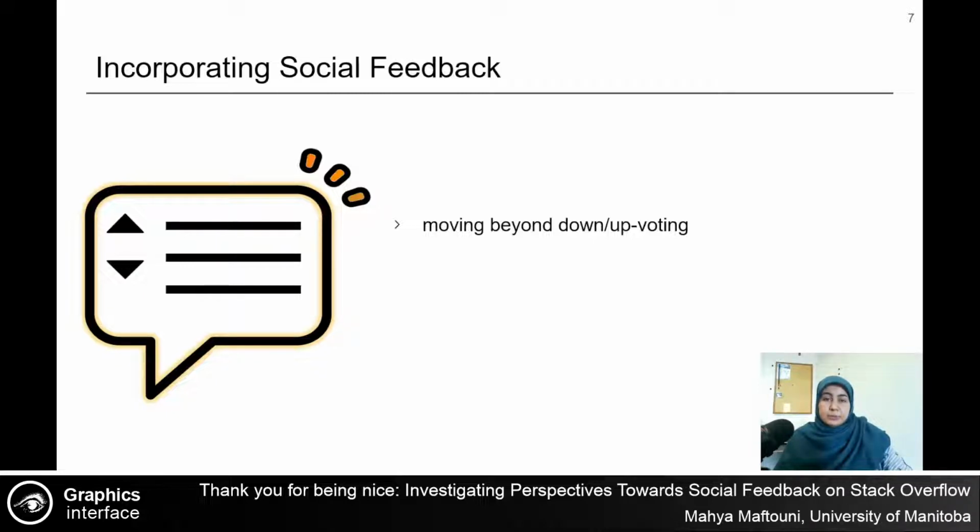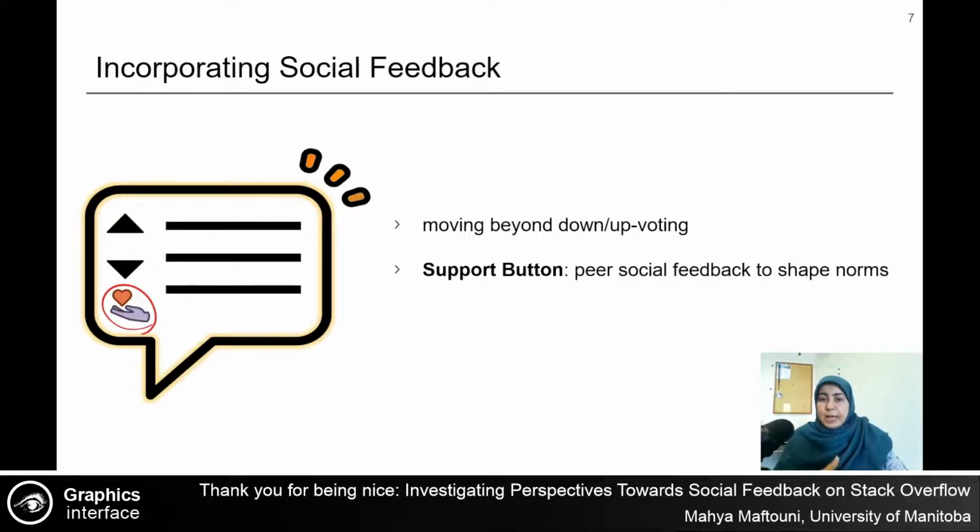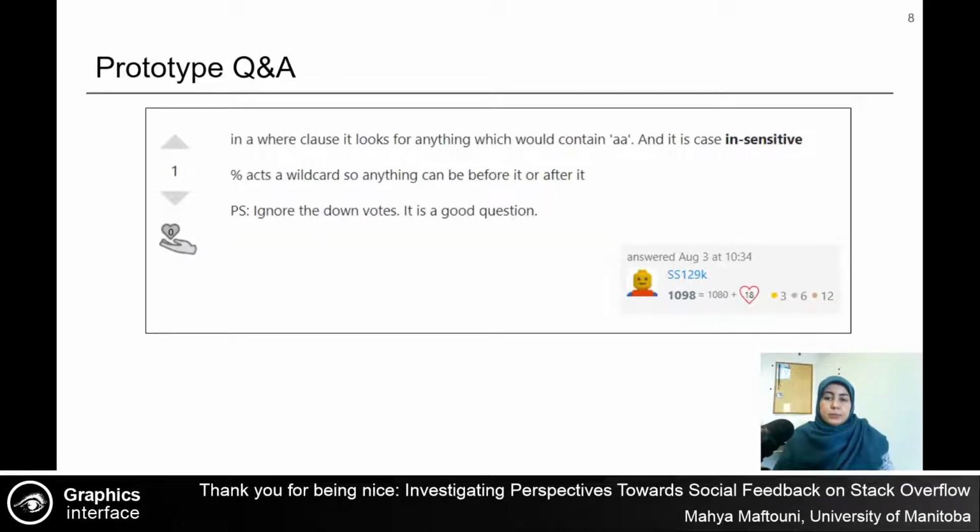So we designed and proposed a support button as an additional way to react to posts, to highlight other important values on the post other than technical usefulness. For example, posters' attitude toward new users, their language, and their tone. And to explore users' perception of this idea, we implemented a Q&A prototype. We made this prototype as similar as possible to Stack Overflow, and we just added a support button next to each answer and comment, and you can see the number of supports a user received displayed here.